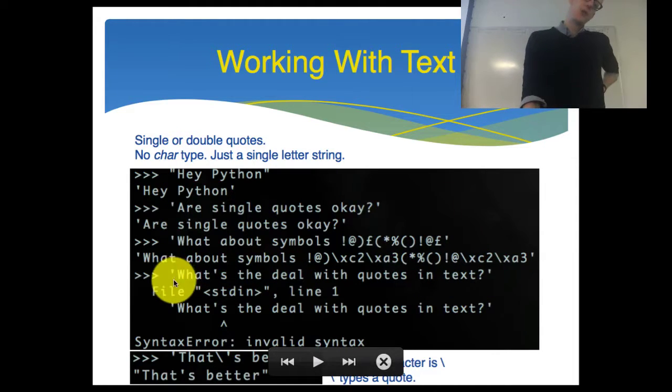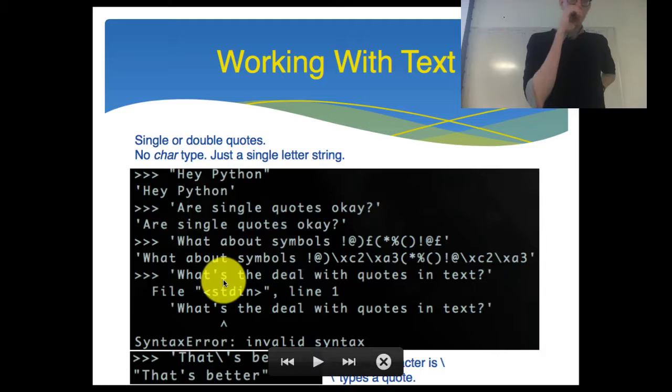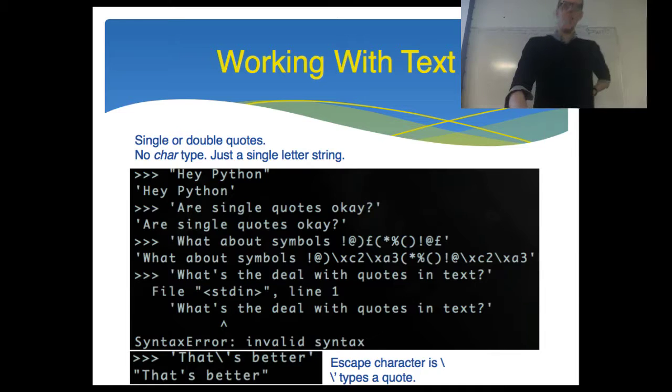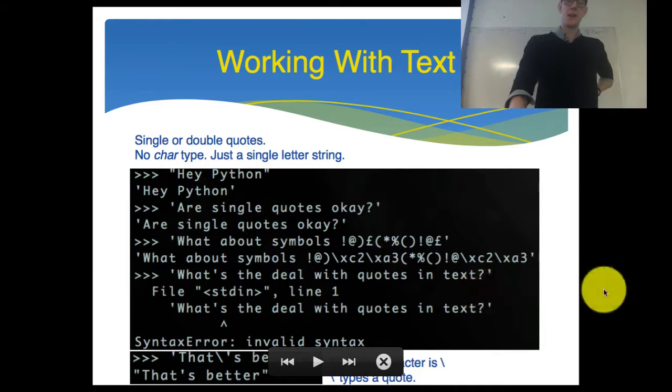However, if you try and put a quote in your string, you might come across a problem. So here I'm saying, what's the deal with quotes in text? But what Python is seeing is that I've opened a quote, I've typed what, I've closed the quote, and then it thinks that the S is Python code, it thinks the rest is Python code, and it's falling over and failing to interpret all that as valid Python commands. So we get an error back.